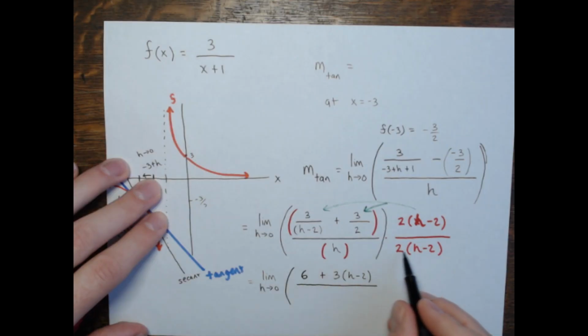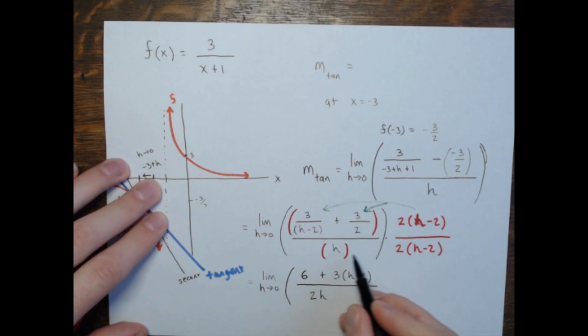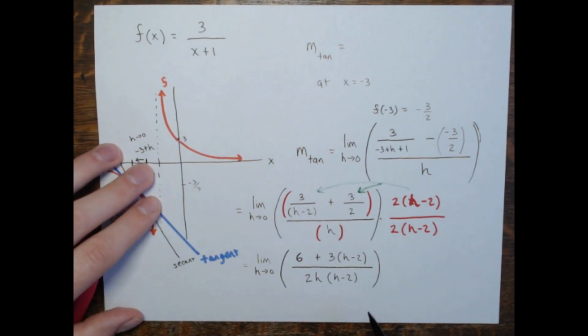divided by, and then down here, I have 2 times h, h times 2, 2 times h minus 2. Those are all the factors of that denominator now. Then simplifying the numerator here, this is 3h minus 6 plus 6. So that ends up being just 3h. So I got the limit as h approaches 0. Numerator now is just 3h. And the denominator is 2h times h minus 2.